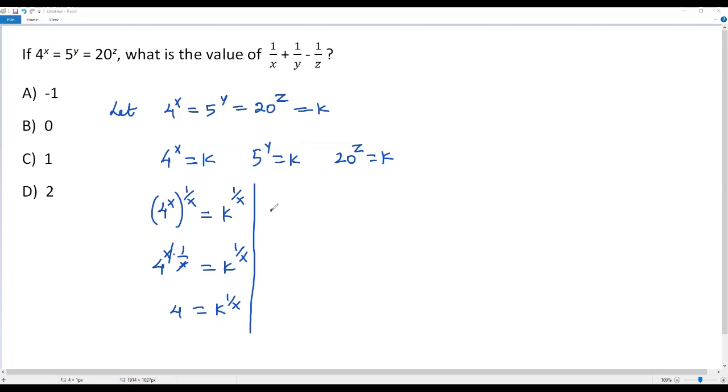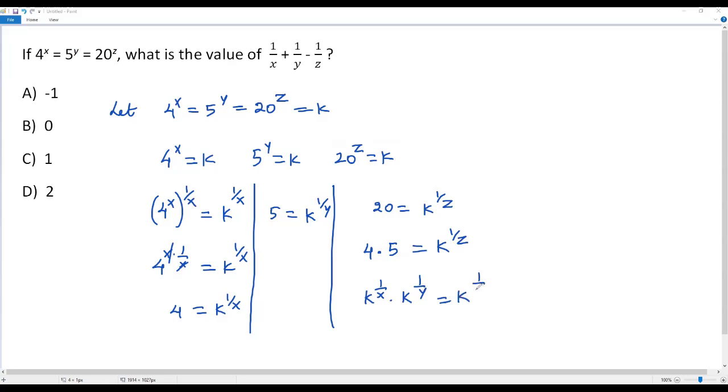Okay, now we can do the same thing over here in this equation. When I do so, I'll be getting 5 equals k to the power of 1 over y. And also when I do the same thing over here in this equation, I'll be getting 20 equals k to the power of 1 over z. Now we can write this 20 as 4 times 5. And on the right side, we can write this as it is, that is k to the power of 1 over z. And we know that 4 equals k to the power of 1 over x, and 5 equals k to the power of 1 over y. Now we can plug in k to the power of 1 over x for this 4, and k to the power of 1 over y for this 5. Then I'm getting k to the power of 1 over x times k to the power of 1 over y equals k to the power of 1 over z.